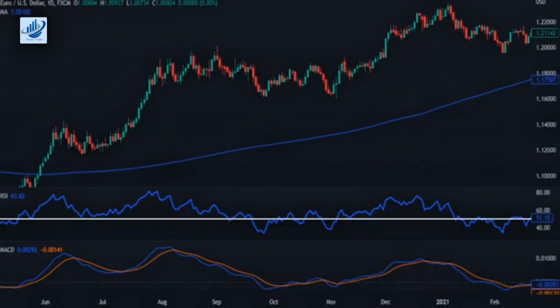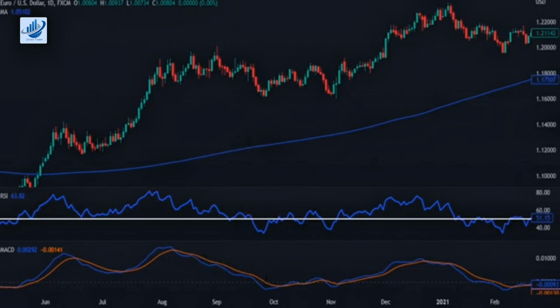This strategy best works on 1-day time frame. Now, apply the RSI indicator, add the 200 moving average indicator, and lastly, apply the MACD indicator. Now that we are all set, your tab should look like this. Next, let me discuss the entry condition.